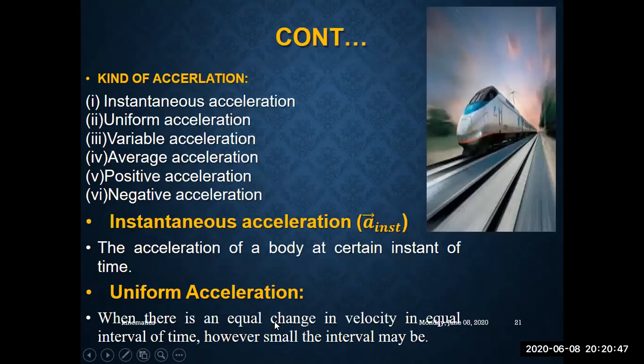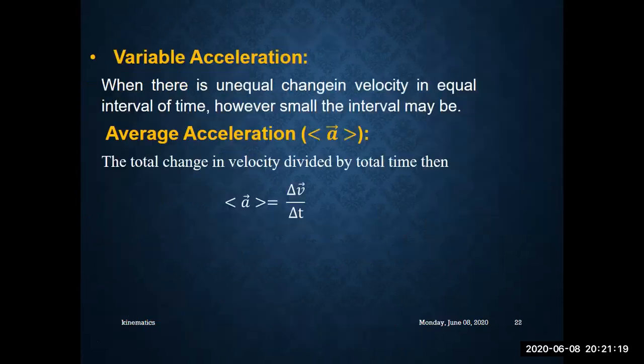So what are the kinds of acceleration? Instantaneous acceleration, uniform acceleration, variable acceleration, average acceleration, positive acceleration, negative acceleration. These are 2 extra terms which we will discuss. Instantaneous acceleration is over an instant, a small interval of time. The change of velocity during any small interval of time is called instantaneous acceleration. Whereas uniform acceleration: if the velocity of a body changes in equal intervals of time, however small the interval may be, this is called uniform acceleration.